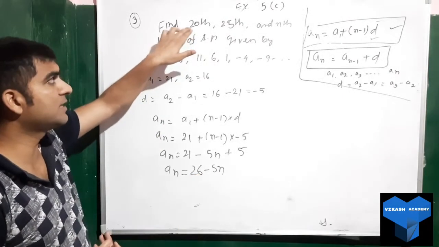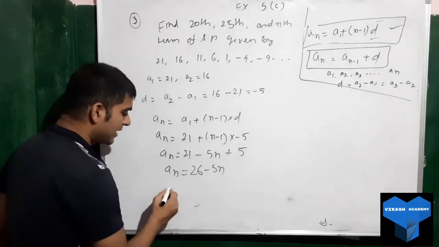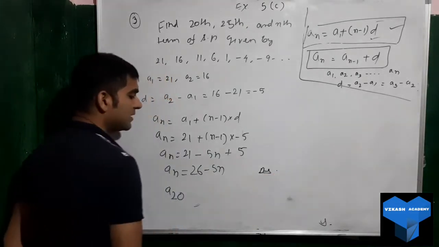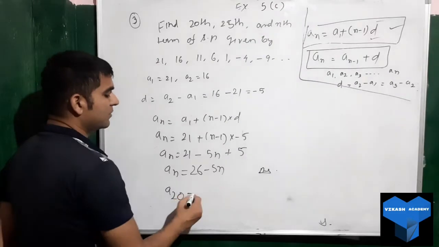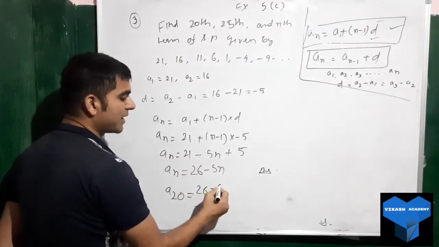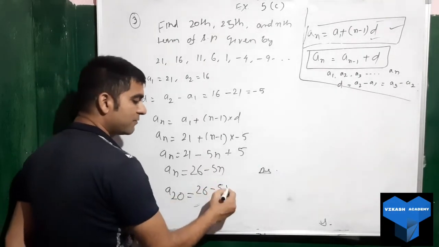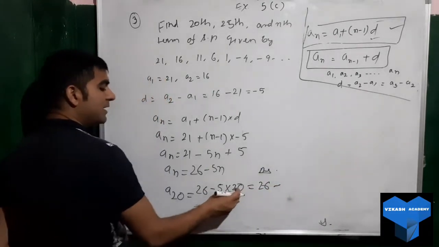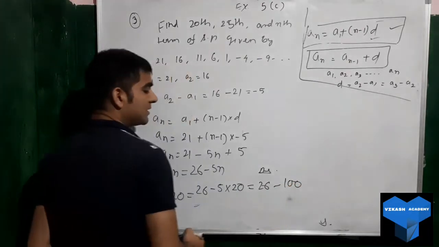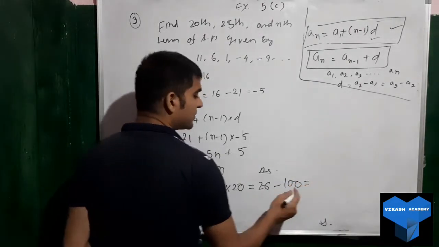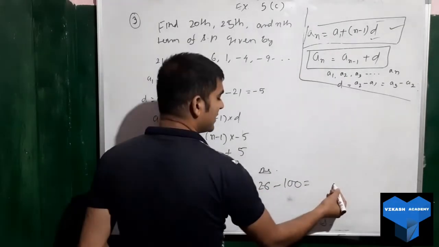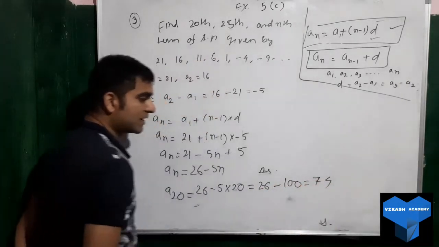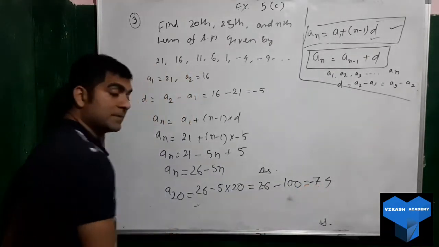Let us find the 28th term, A28. At the place of n we will put 28. So A28 will be equal to 26 minus 5 into 28, at place of n you write 28, and see how much you are getting. 26 minus 28 into 5, so it will be 140. Then subtract, 140 minus 26, you will be getting 114, right? So the answer is minus 114.